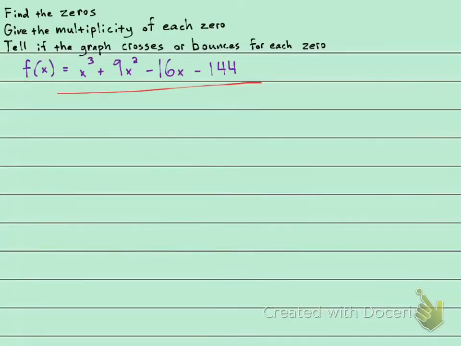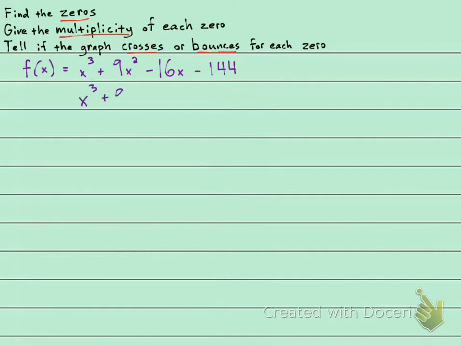All right, here is our function, and they want us to find the zeros. Then we need to give the multiplicity of each zero. And then they want to know if the graph crosses or bounces at that zero. So the first thing we need to do is set this equal to 0.